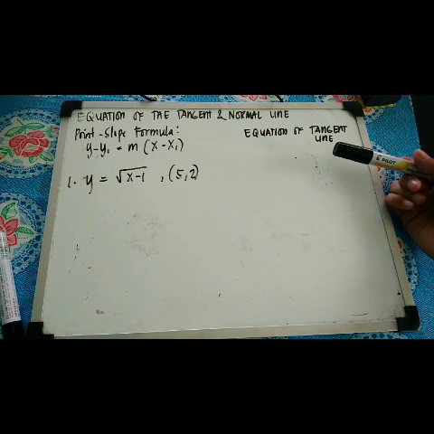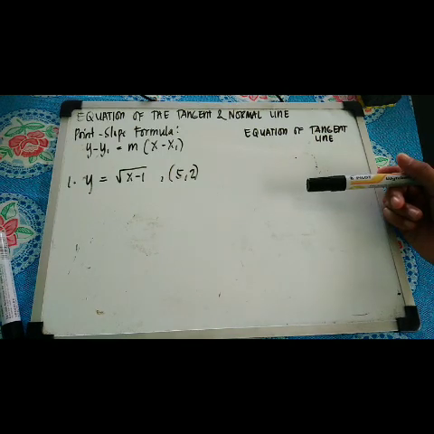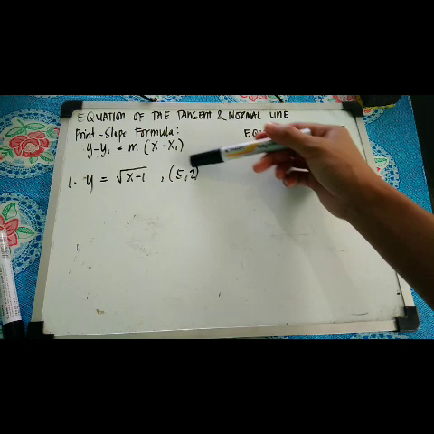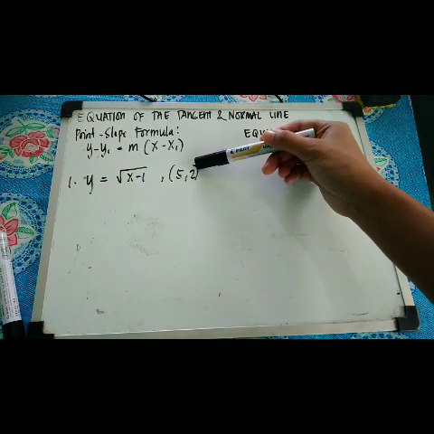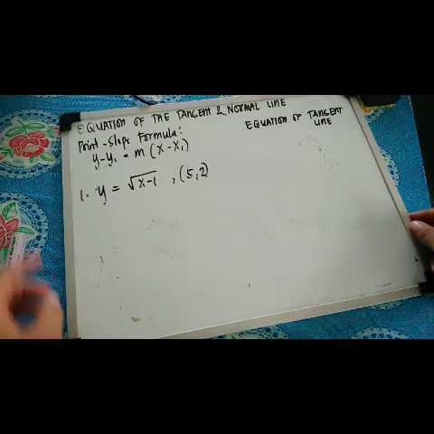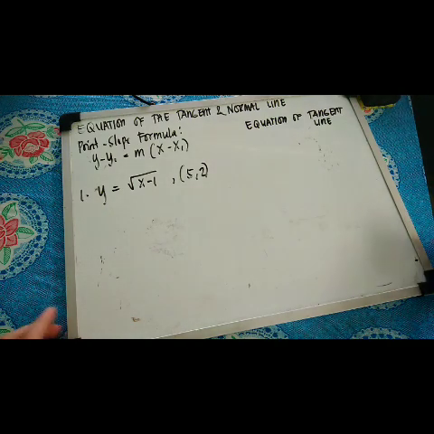So let's have an example. If we have y is equal to the square root of x minus 1 at point (5, 2). So our 5 here is our x-coordinate, and that 2 is our y-coordinate. In this problem, we can use differentiation, or deriving the given equation.